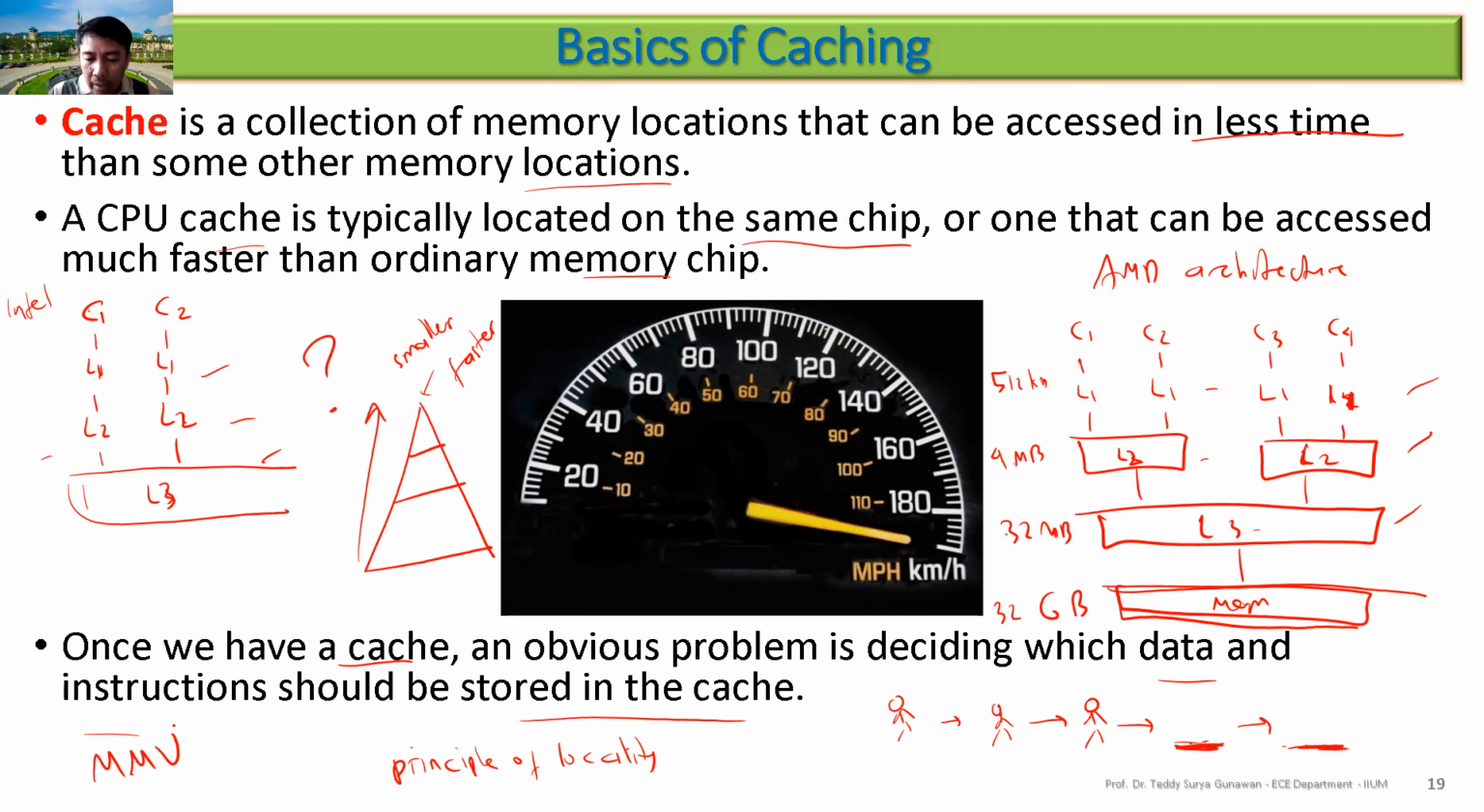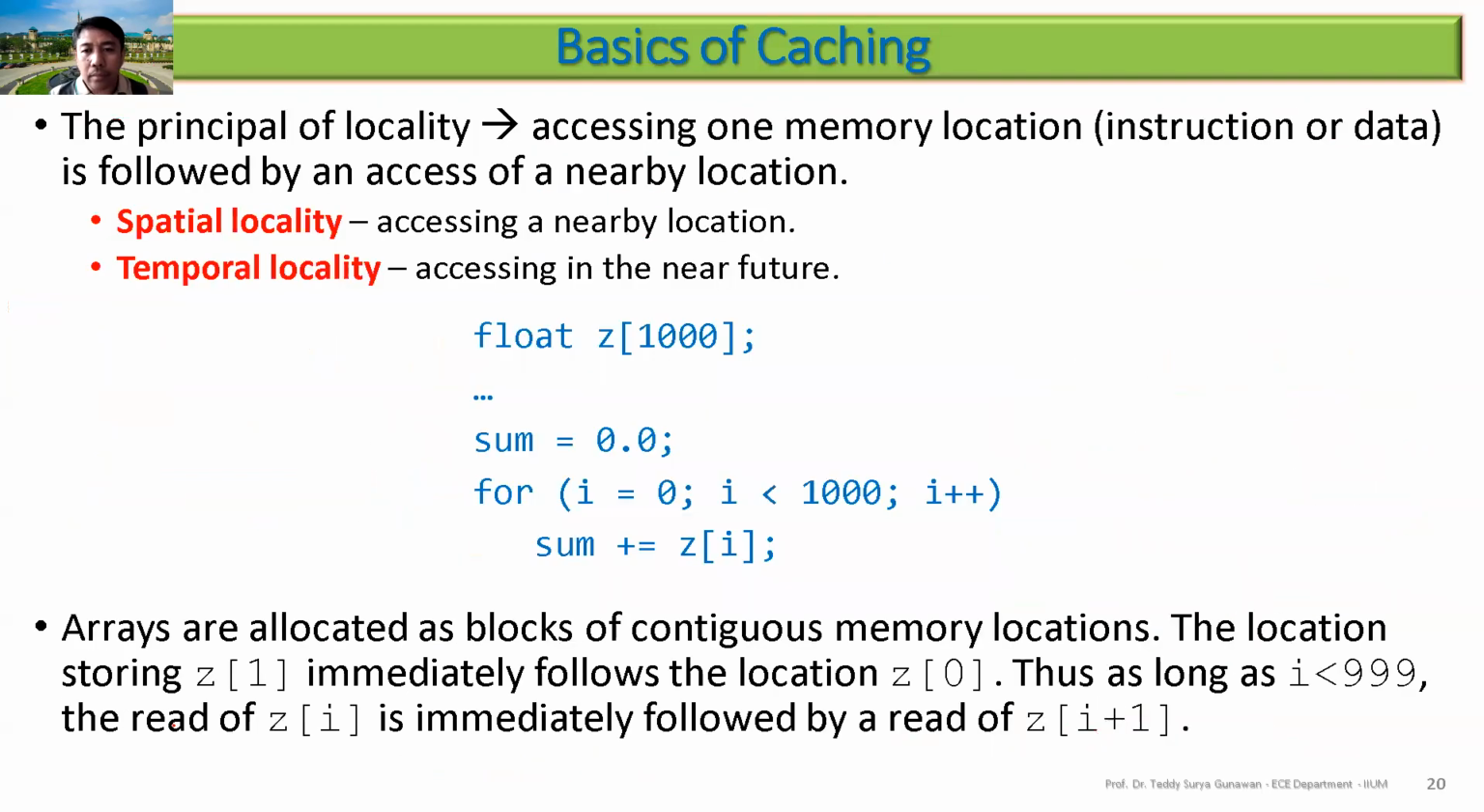Okay, to explain here, we have the principle of locality. Accessing one location, whether it is instruction or data, is followed by an access of a nearby location. So this is the keyword: the location, whether it is in time, temporal, or in space, spatial locality.